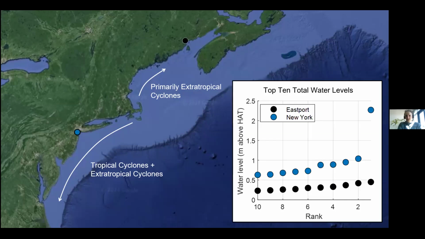But in practice, what that means is if I grab the top 10 water levels ever recorded at the Eastport tide gauge and then the New York City Battery tide gauge and plot them relative to highest astronomical tide, that's the highest water level you can get just from tides, so no meteorological impacts. You can see that in Eastport, water level doesn't go a whole lot higher than highest astronomical tide, even for the most extreme events we've ever had.